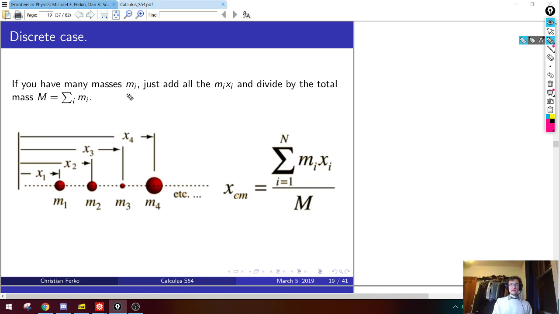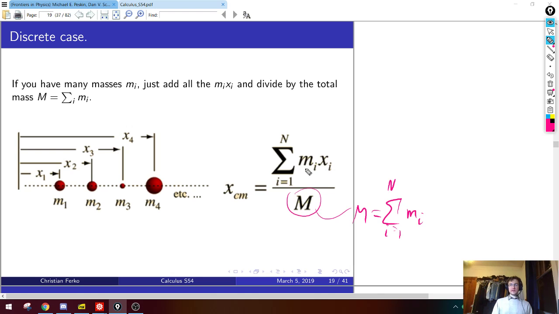If you have many masses mi, you just do the same thing. You add up all of the mass times its position in x: m1x1, m2x2, m3x3, m4x4, and so forth. You add up all of those, that weighted average, and divide by the total mass, where by total mass I just mean the sum of the mi's from i equals 1 to n, the sum of the masses. Okay, so weighted average, it's very simple. This is again in the discrete case.